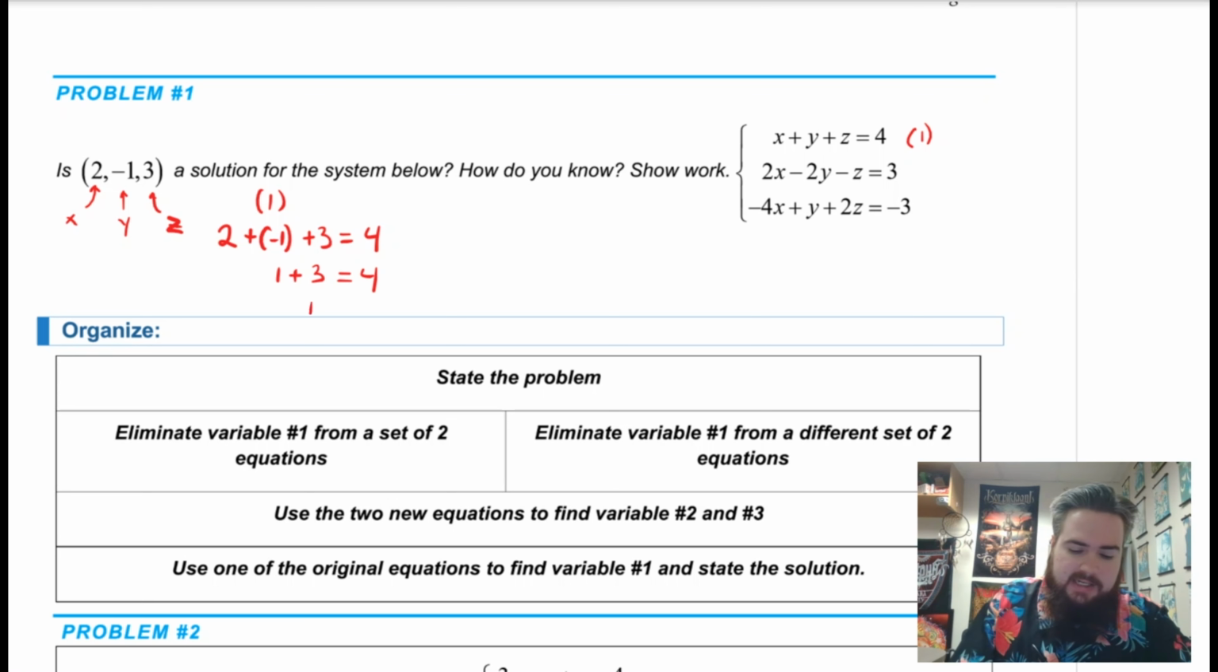Once we then have those, we will plug those in to one of the original equations. It's up to you which one, 1, 2, or 3, and solve for whatever variable is missing. That's the general flow. Let's demonstrate how we would do that with the example here.